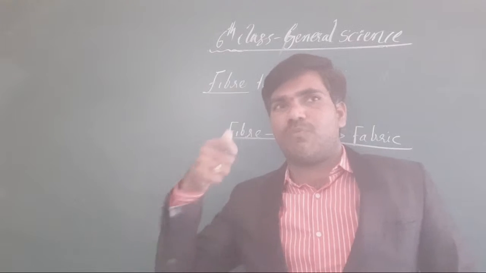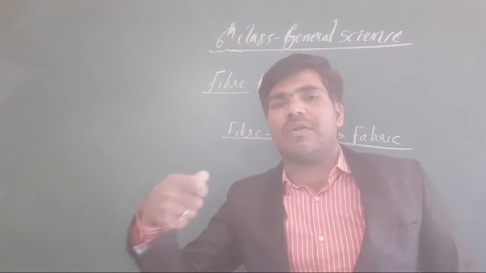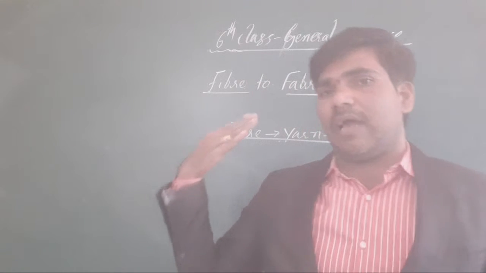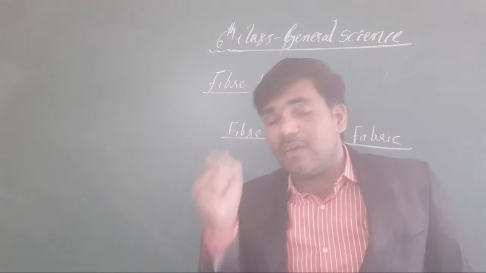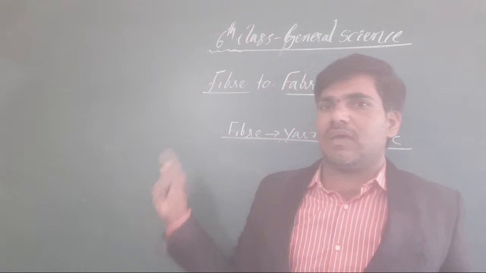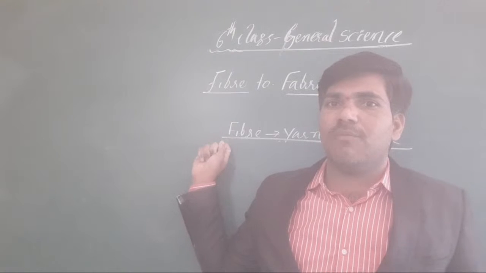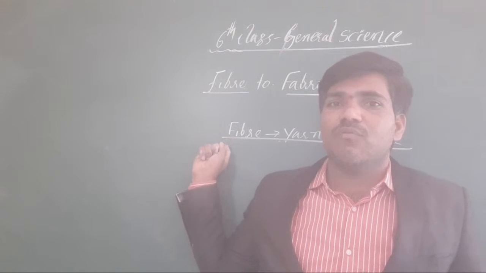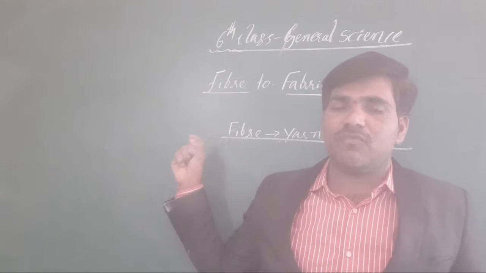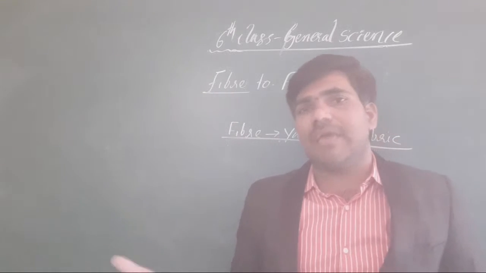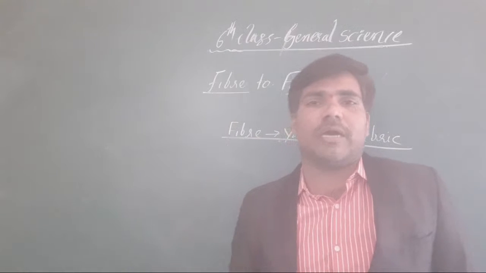Once again you observe that all the yarns come from that cloth piece, and in that one also there are some divisions in the form of very small strands. That small strand is called a fiber. Got it or not? Those small things are called fibers.